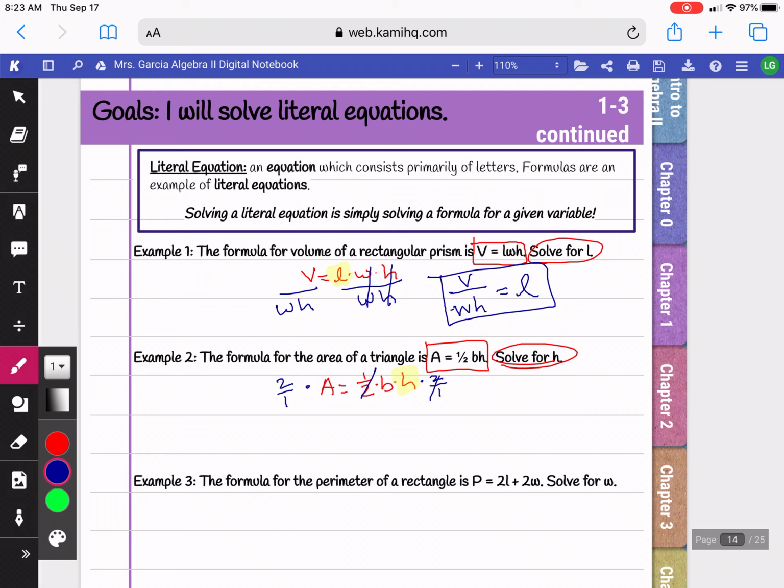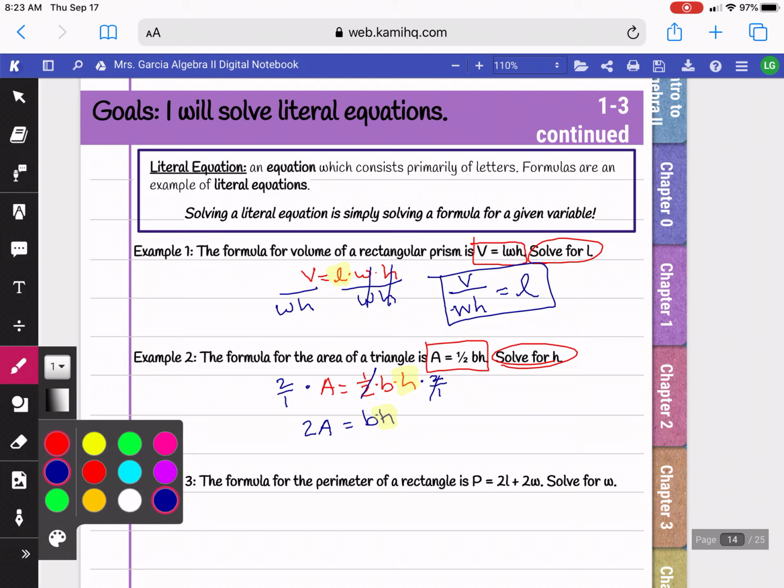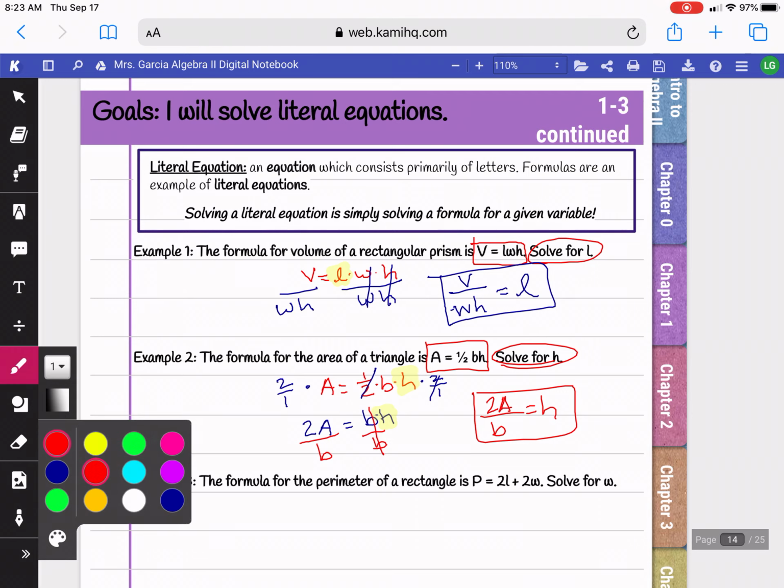2/1 is the same as 2. So 2 times A would be 2A. And on the right side, we're just left with base times height. Remember, we're solving for the height. So right now, they're multiplying the base. The opposite of multiplying would be to divide by the base. And that'll get the height by itself. Whatever you do to one side, you do to another. So 2A over b equals the height. In other words, to get your height or your h, you would multiply 2 times the area and divide by b.